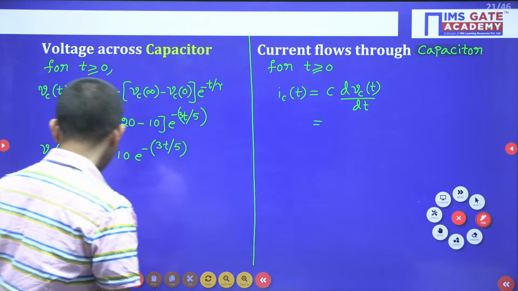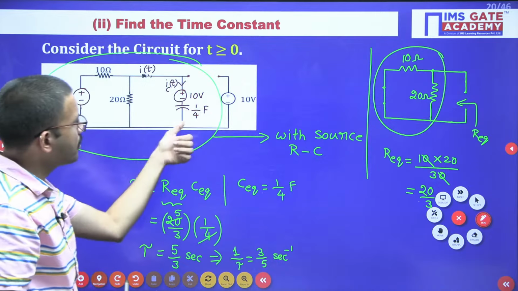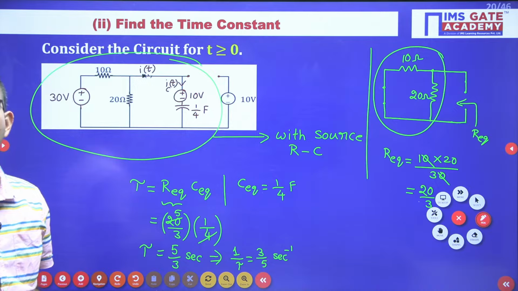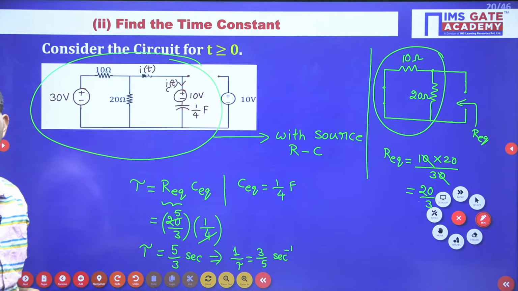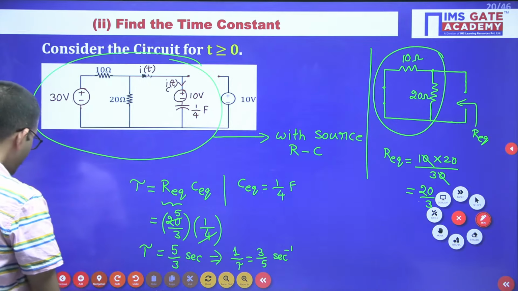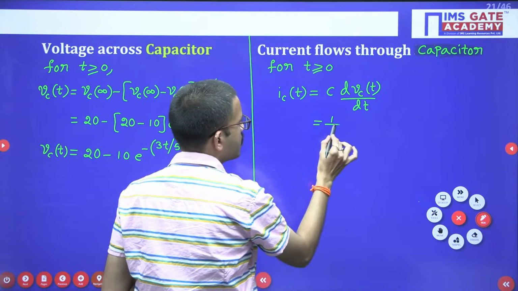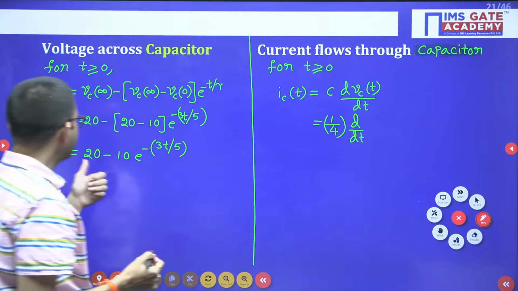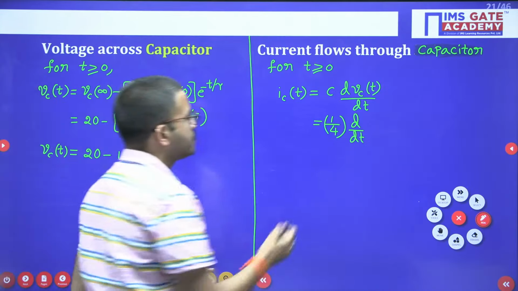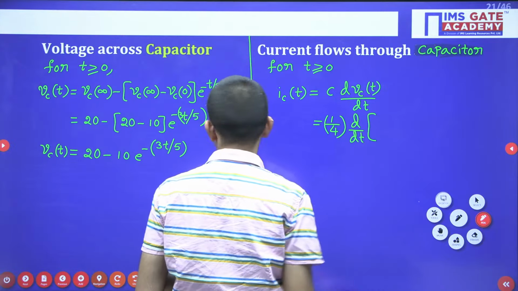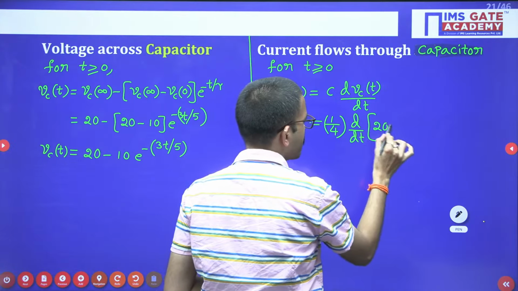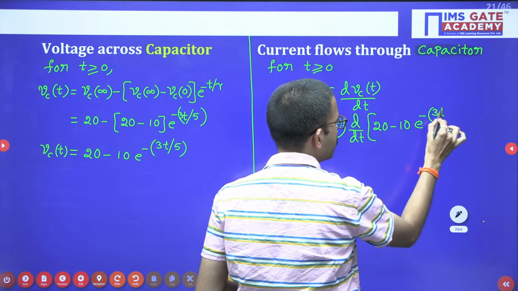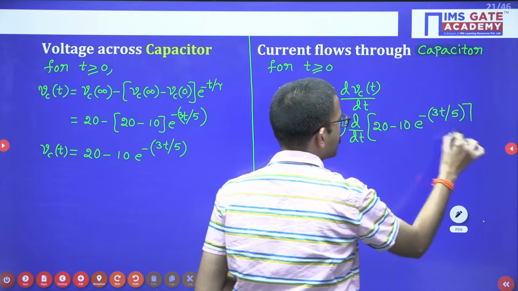According to the given question, the capacitor value is 1 by 4 farad. Now we have to differentiate the voltage we just obtained. Just substitute here: 20 minus 10 into e power minus 3t by 5.